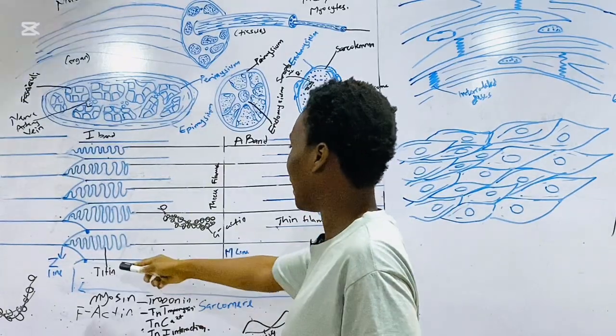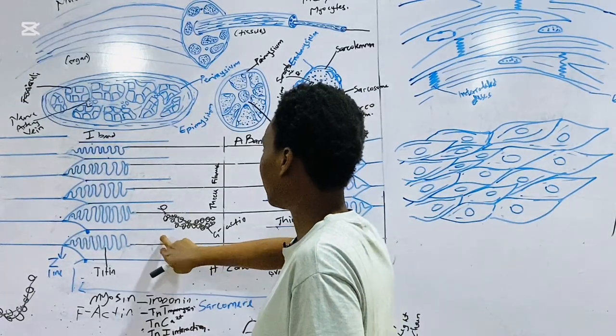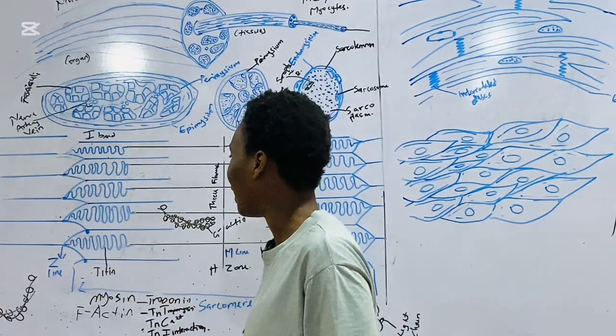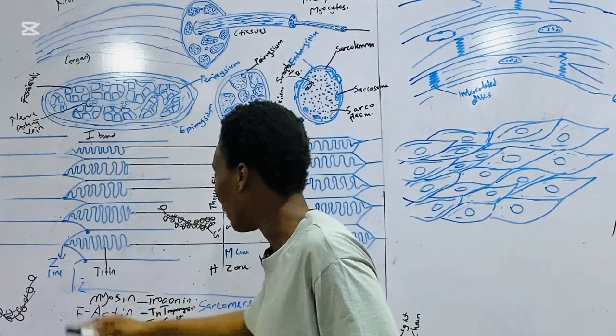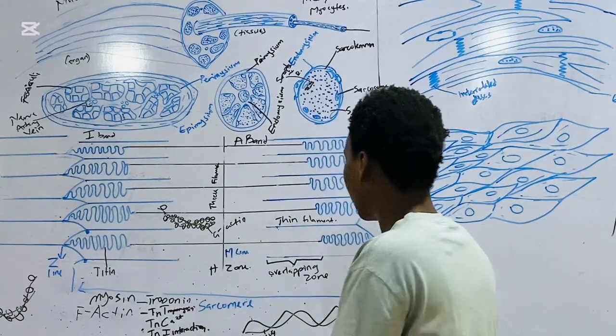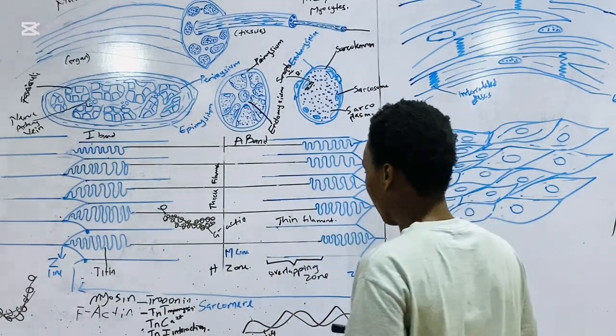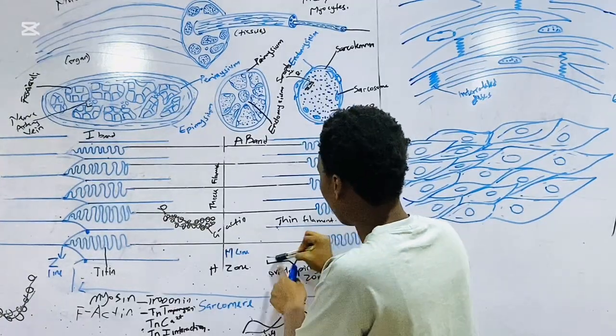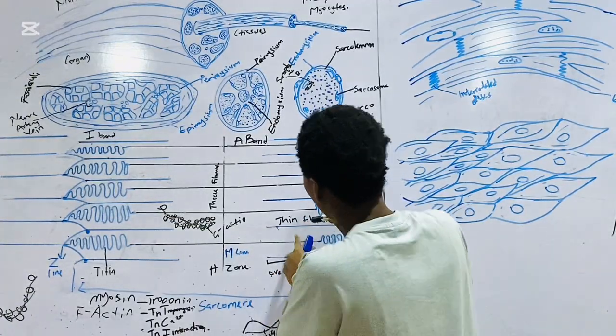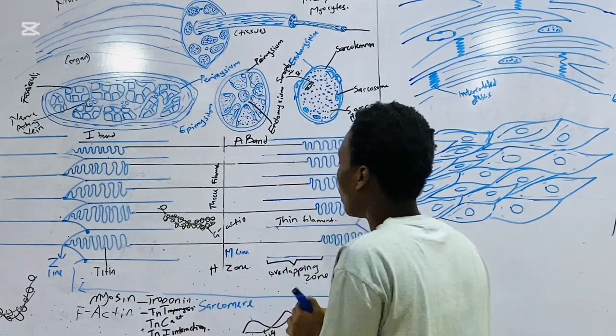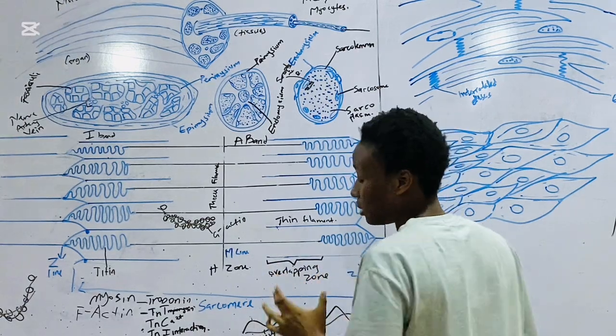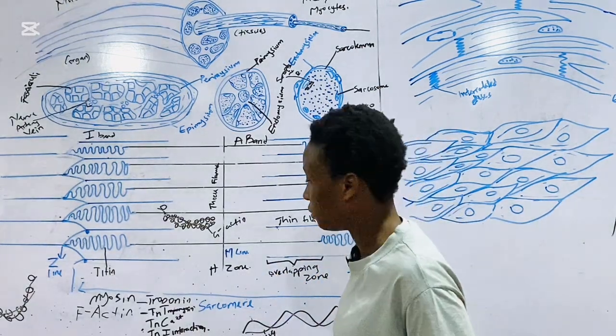Like I said, titin is what binds the thick filament to our Z line. This is the overlapping zone I'm talking about, where the thin filament is sliding on the thick filament, both of them together. That's what I'm calling the overlapping zone.